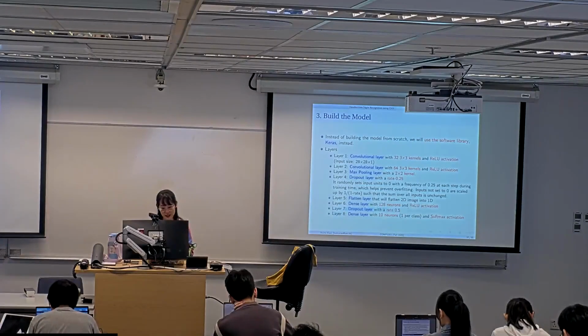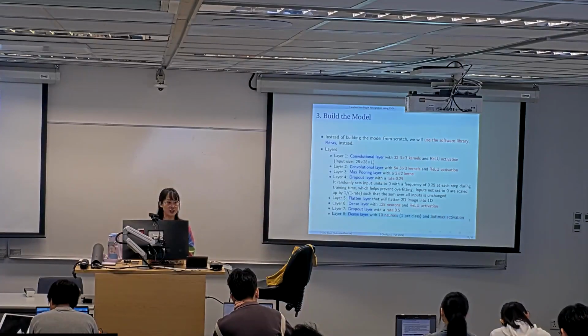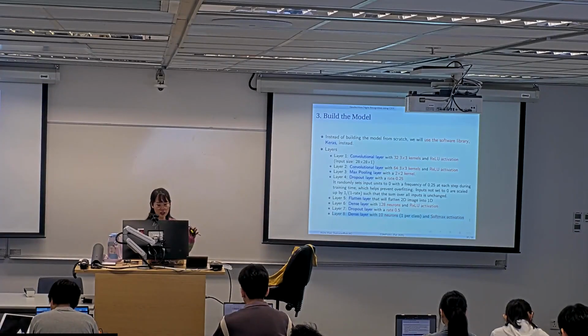At the end, our output layer is a dense layer with 10 neurons and the softmax activation. Softmax is used to do multi-class classification. So now each output will just be the probability of the corresponding class. This is how we design our model.